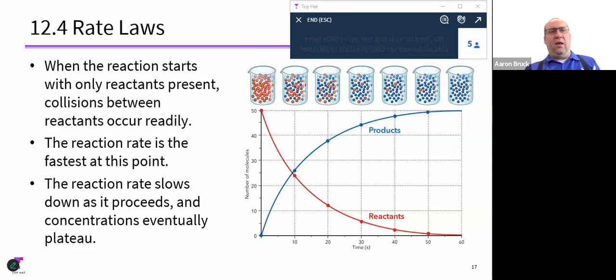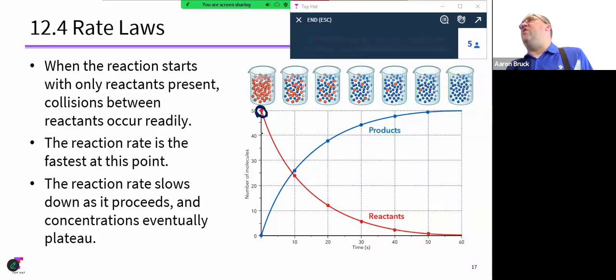So again, this moment right here, where we have the highest concentration of reactant, the fewest concentration of products, the least interference possible, this is when the reaction is going to proceed the most quickly.